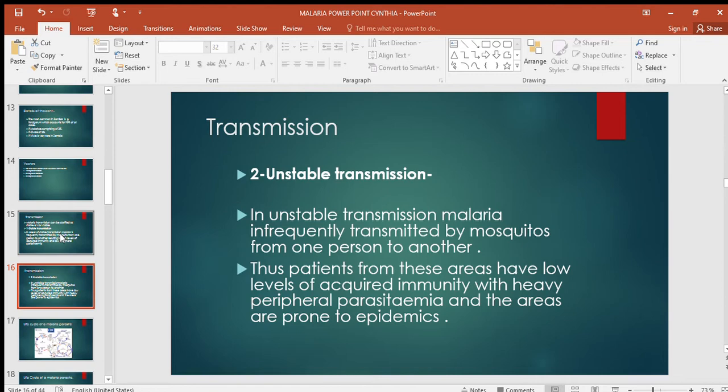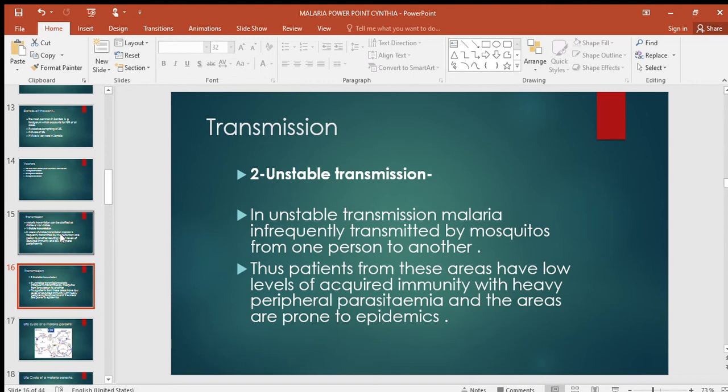So as a result, because they don't have an acquired immunity, they will tend to have a heavy peripheral parasitemia, and these areas are prone to endemic. So notice that in unstable transmission, people do not have acquired immunity, and that causes them to have high levels of parasites.